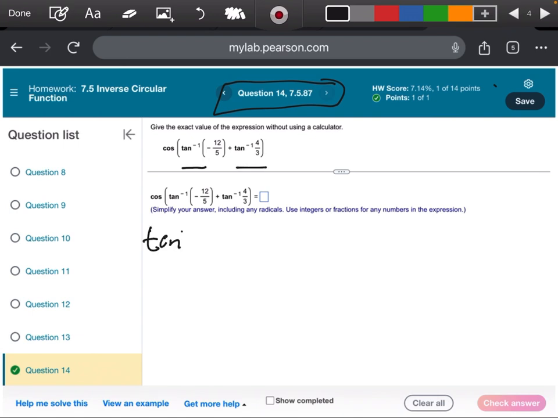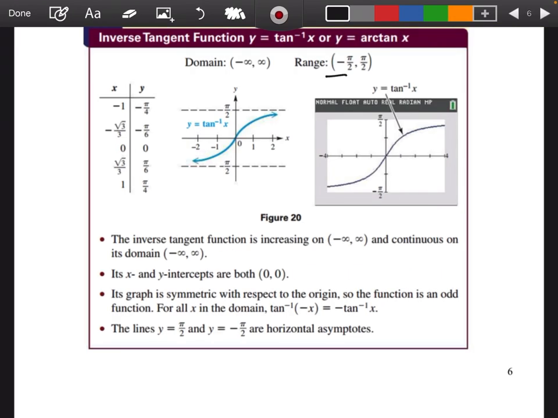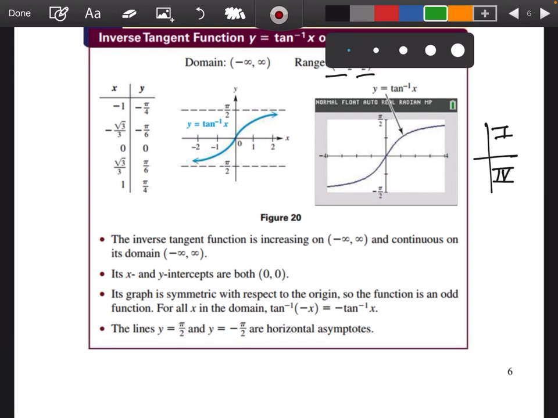Okay, so the first thing is we have the tangent inverse of negative 12 over 5. What that means, y'all, is the tangent of some angle A is going to be negative 12 over 5. Because this is negative, when I think about my tangent, my range is between negative pi over 2 and pi over 2. So I'm looking at two quadrants, quadrant 1 and quadrant 4.